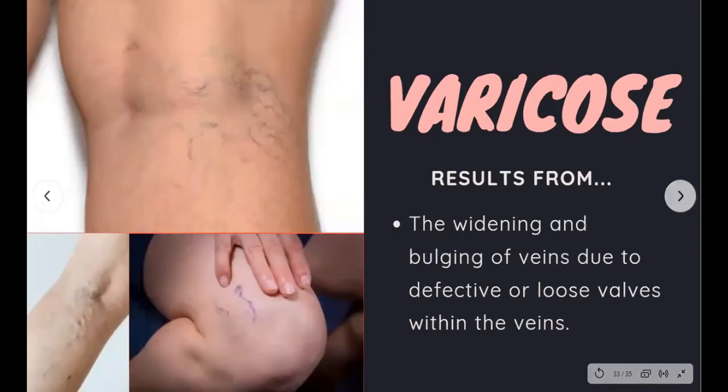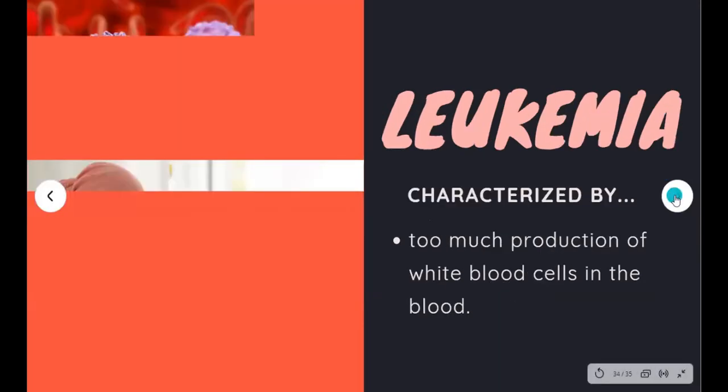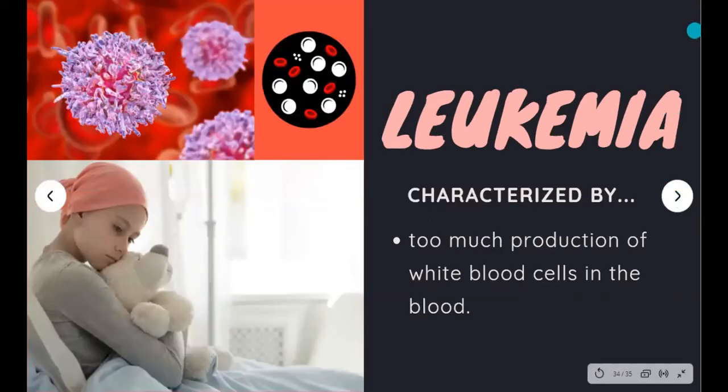Fourth is varicose veins. Varicose veins result from the widening and bulging of veins due to defective or loose valves within the veins. Varicose veins are commonly found in the thighs and legs. These veins swell and become painful. Prolonged standing and aging contribute to the development of varicose veins. Lastly, we have leukemia. Leukemia is characterized by too much production of white blood cells in the blood.